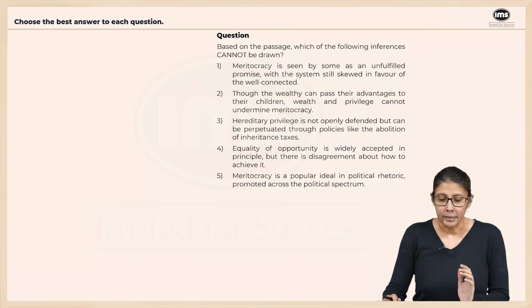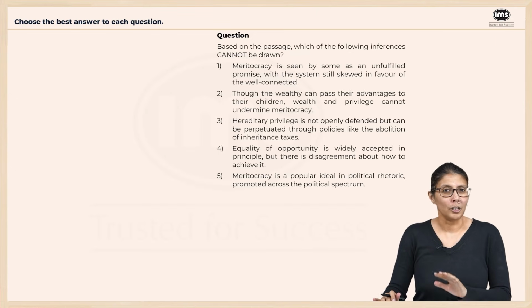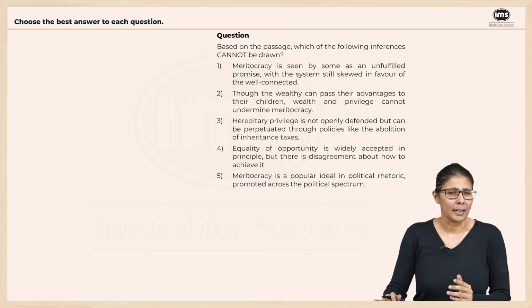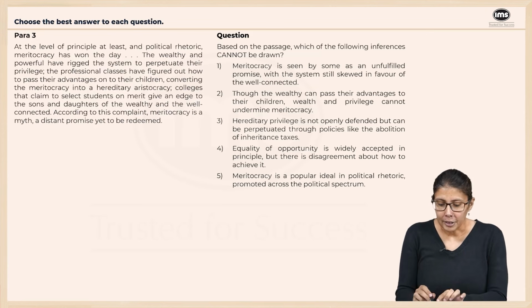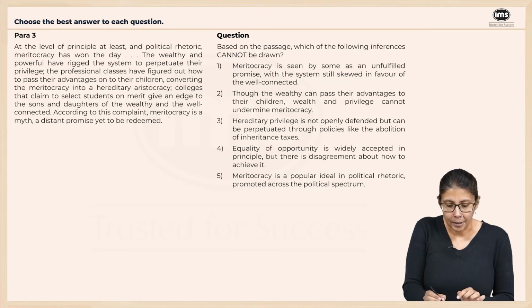The question here is, based on the passage, which of the following inferences cannot be drawn? I thought this was the only easy question in the passage because if you understand the main idea, then you can answer this question. Nevertheless, we will be referring to paragraph 3 for this. The first option says, meritocracy is seen by some as an unfulfilled promise. Now look at this part.